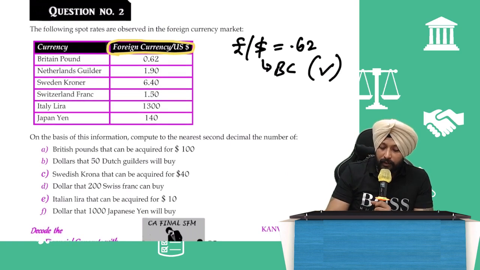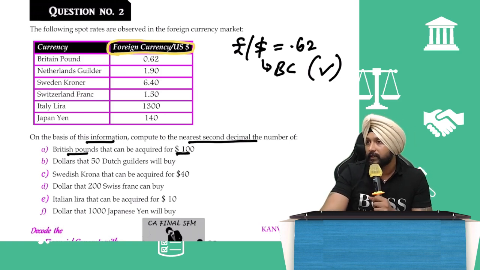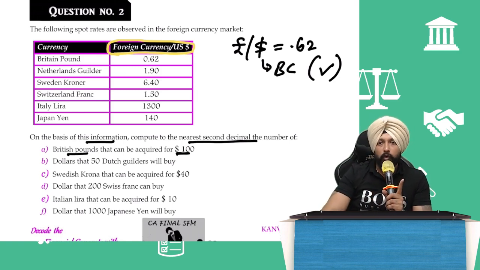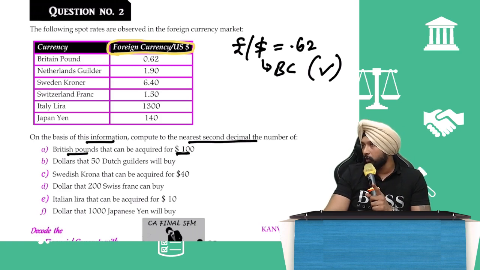Now see what they're asking you. On the basis of this information, compute to the nearest second decimal the number of British pounds that can be acquired for $100. Guys, what is given? Dollar amount is given, means base currency is given. You need to go to price currency. What will you do? Multiply.